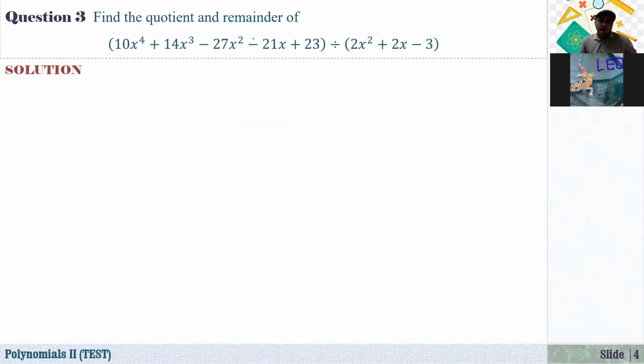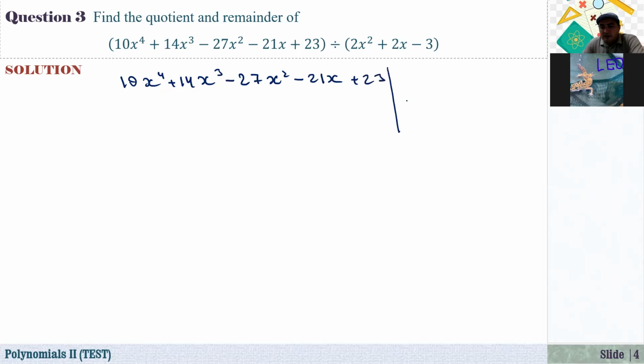Okay. Another question, find the quotient and remainder of this. Okay, so all the polynomials are written in standard form. So we'll just start carrying out our division then. So here we have 10x to the power of 4 plus 14x cubed minus 27x squared minus 21x plus 23. And that is divided by 2x squared plus 2x minus 3.